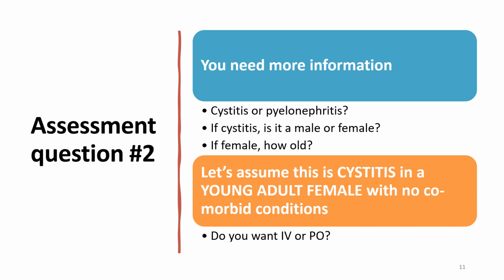Whether it is a cystitis or pyelonephritis. If it's cystitis, then is it a male or female? If female, then how old? Let's assume that this is a cystitis in a young adult female with no comorbid condition. Then another question: Do you want IV or oral administration?